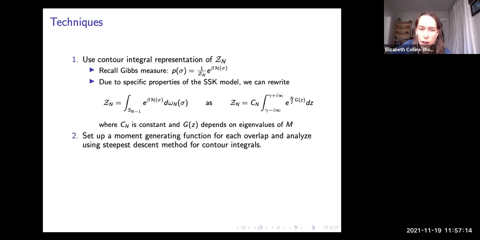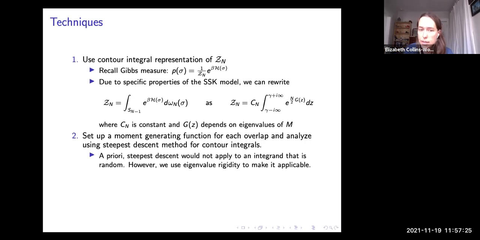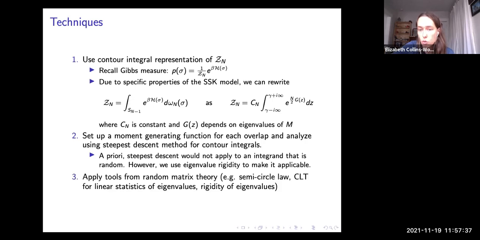And to deal with that, we make a moment generating function for each of the overlaps, and then we use the steepest descent method for contour integrals. I'll make one more note here that a priori, the steepest descent method is for deterministic functions. It wouldn't necessarily apply to an integrand that's random, but due to eigenvalue rigidity and things that we know from random matrix theory, this actually does work. And so we use a variety of things, including the semicircle law, CLT for linear statistics of eigenvalues, and rigidity of eigenvalues. So I'll stop there, but I can answer more questions about that if people are interested.